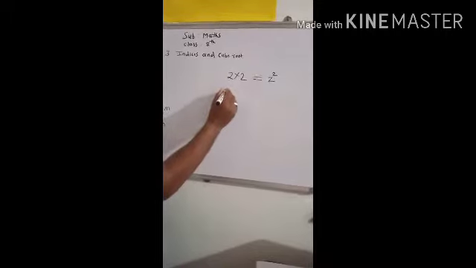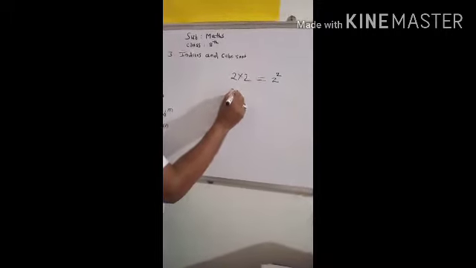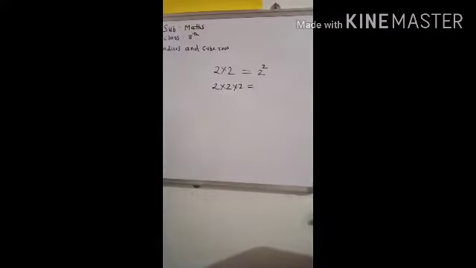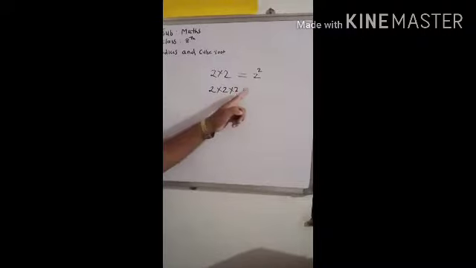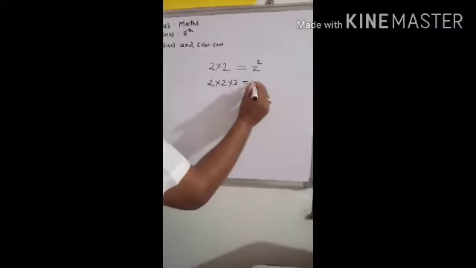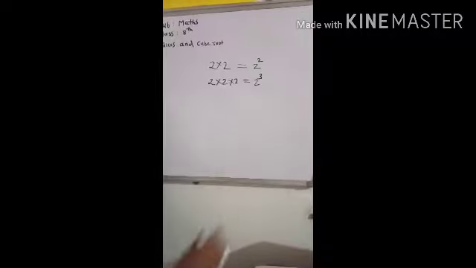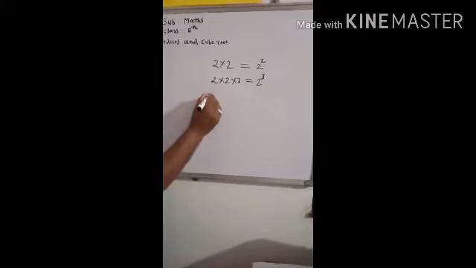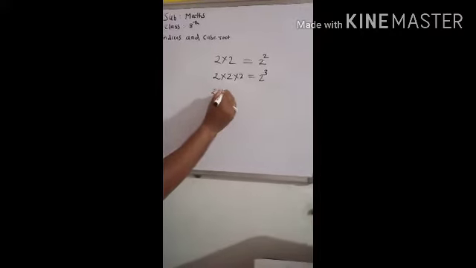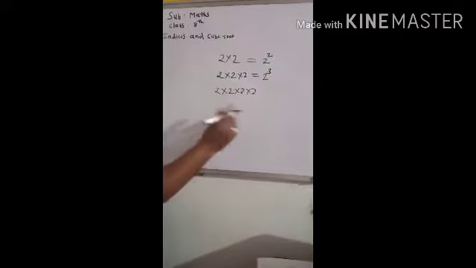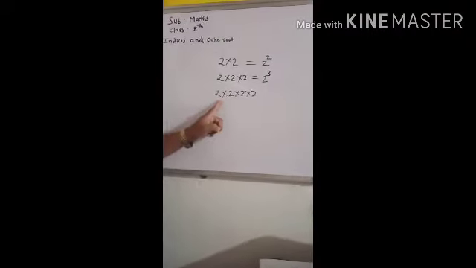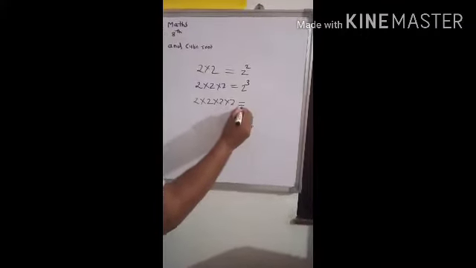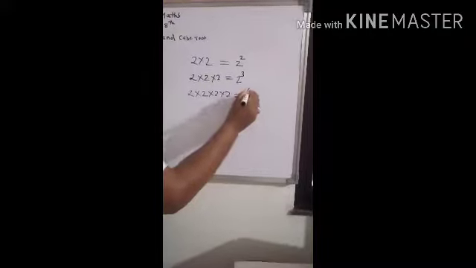Next example, when the given number in the multiplication form is 2 into 2 into 2, then we will write this multiplication form in the index form as 2 to the power 3 or 2 cube. When the given multiplication form is 2 into 2 into 2 into 2, the 2 is multiplied 4 times, then we can write this as 2 to the power 4.